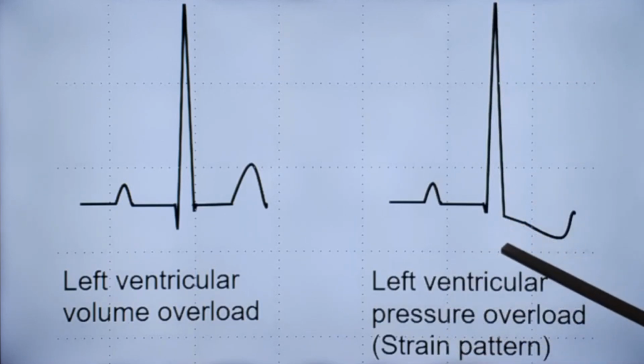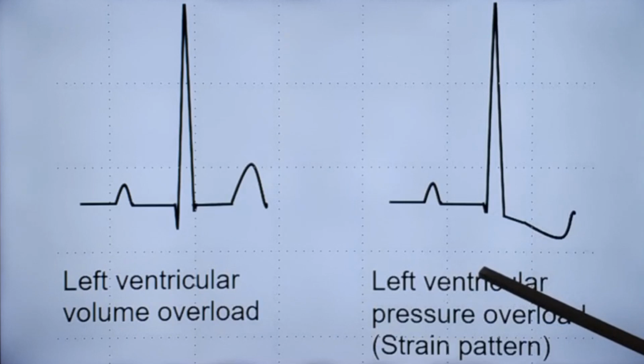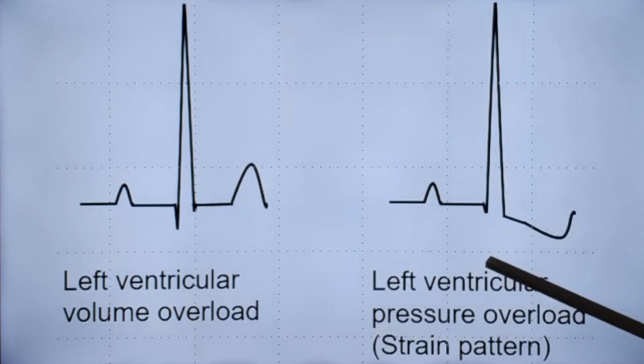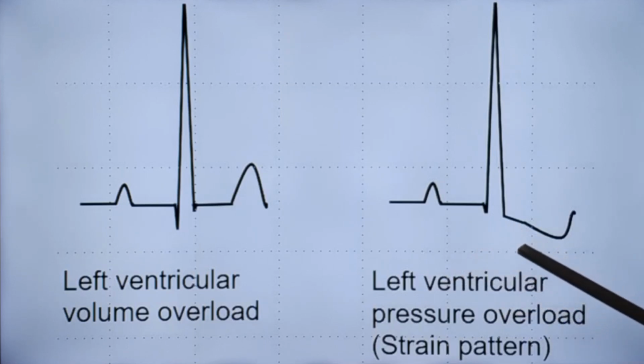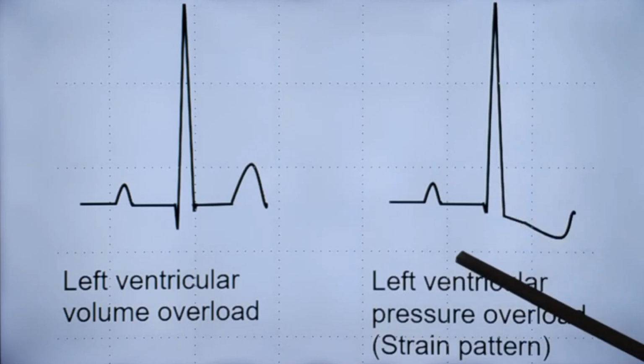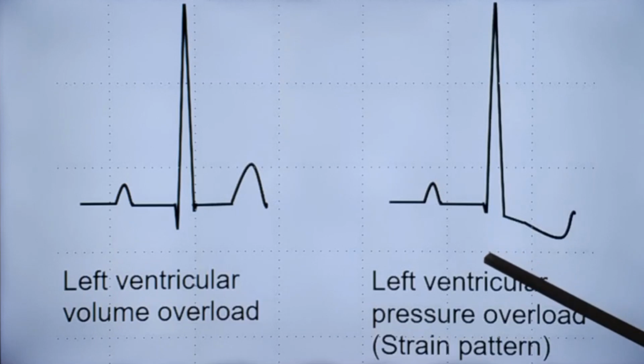This is left ventricular pressure overload seen in systemic hypertension, aortic stenosis, and subaortic stenosis, that is hypertrophic obstructive cardiomyopathy. These are the conditions in which you see left ventricular pressure overload.